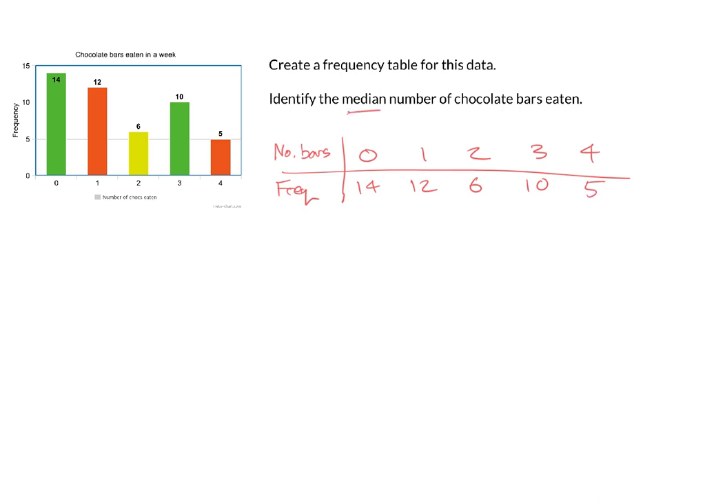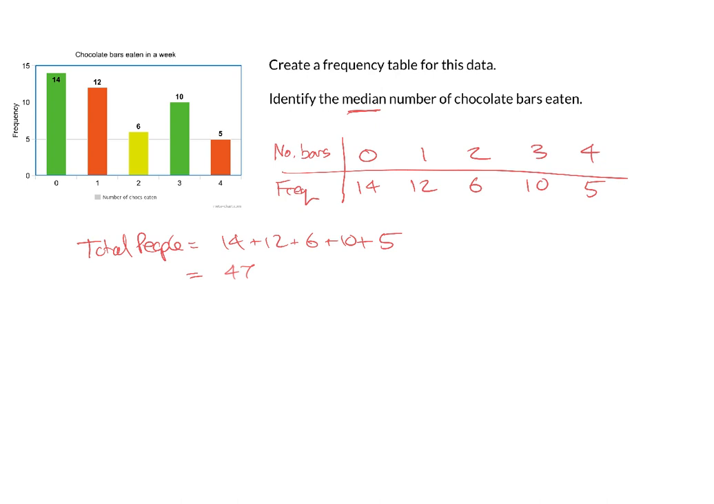Now we want the median. So how many are there in total? How many people in total? Well, the total people is going to be 14 plus 12 plus 6 plus 10 plus 5. And what does that equal? Let's have a look. We've got 14 and 6 is 20, 30, 42, 47. 47 people.